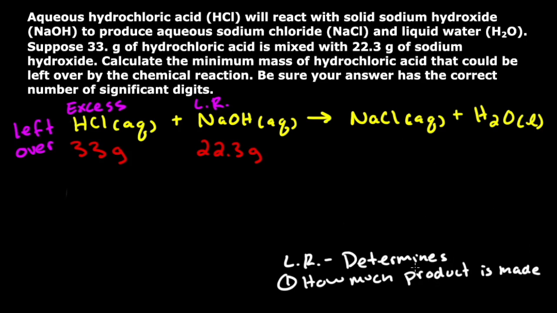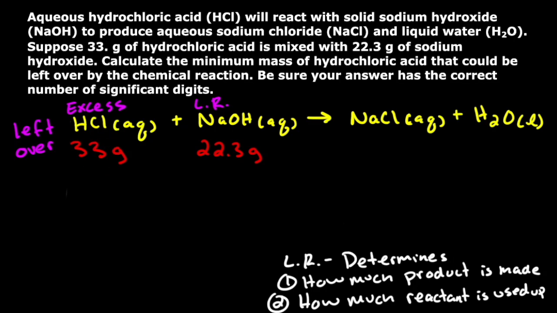And so we don't need to know this for this problem in particular, but if we want to know how much of NaCl or H2O was made, we would look at this limiting reactant, which would be this reactant right here. The other thing that it tells you is how much reactant is used up. So it tells us how much of this one will be used up.